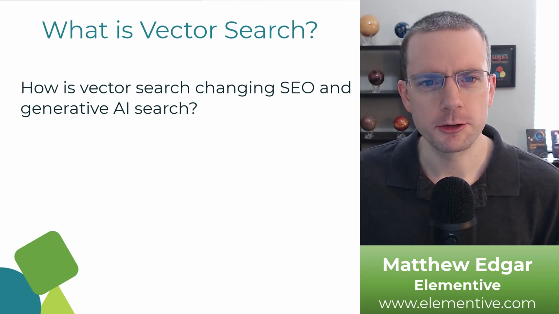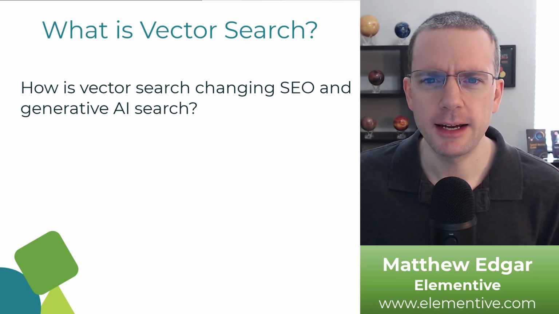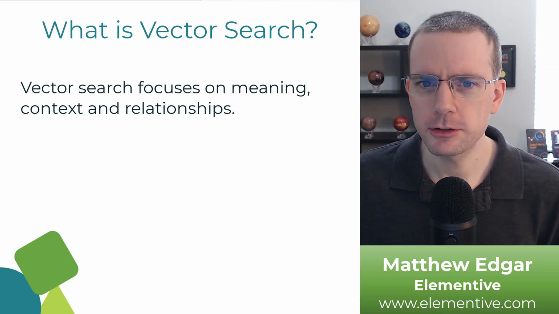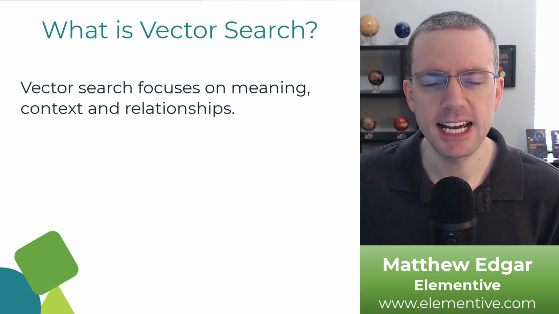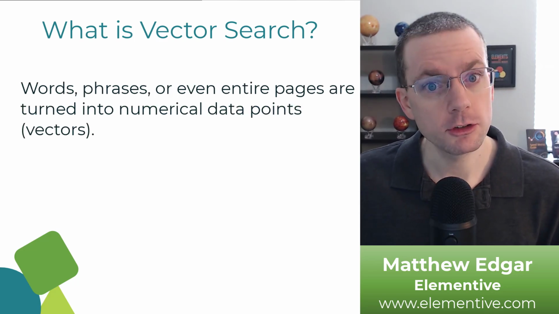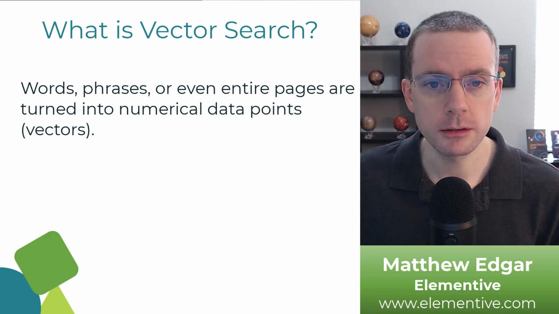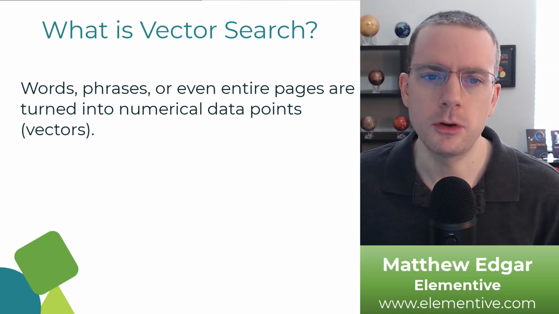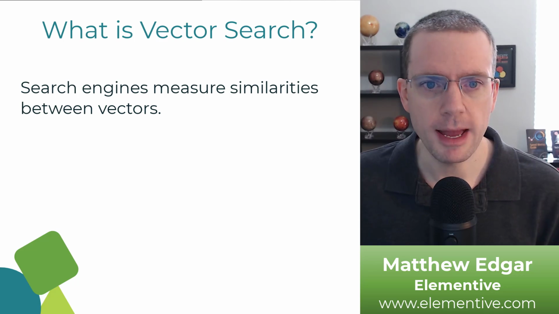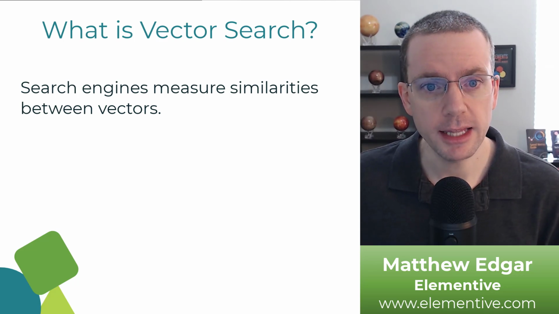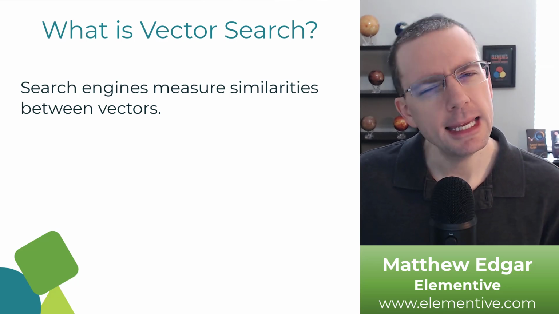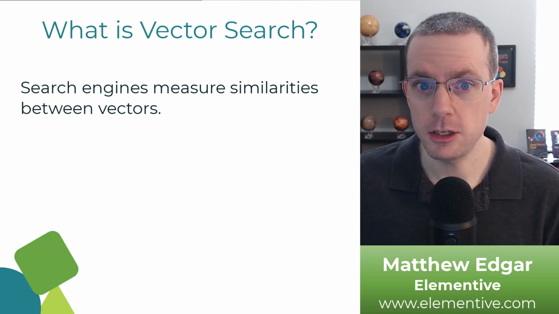What is vector search? Why does it matter for SEO? How is it changing SEO? Instead of matching keywords, vector search focuses on meaning, context, and relationships. Vector search accomplishes this by turning words, phrases, or even entire pages into numerical data points known as vectors. These vectors are mapped in a multidimensional space, and that allows search engines to measure similarities between content even if exact keywords are not used.